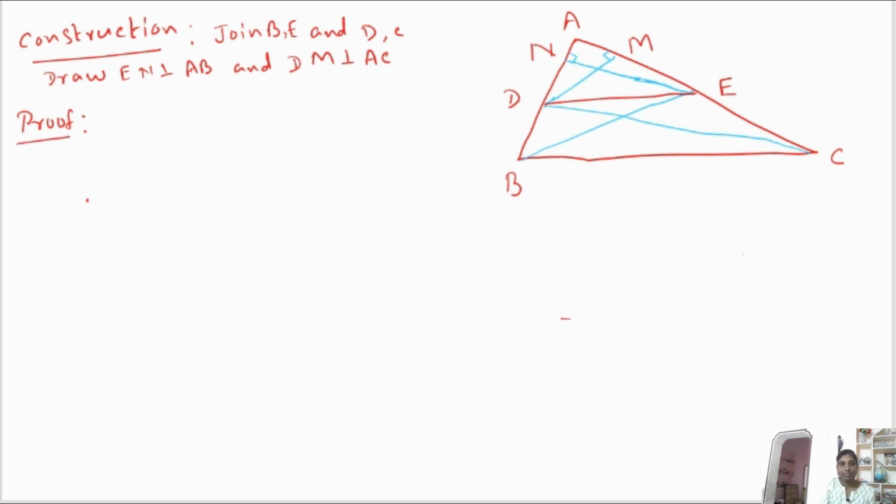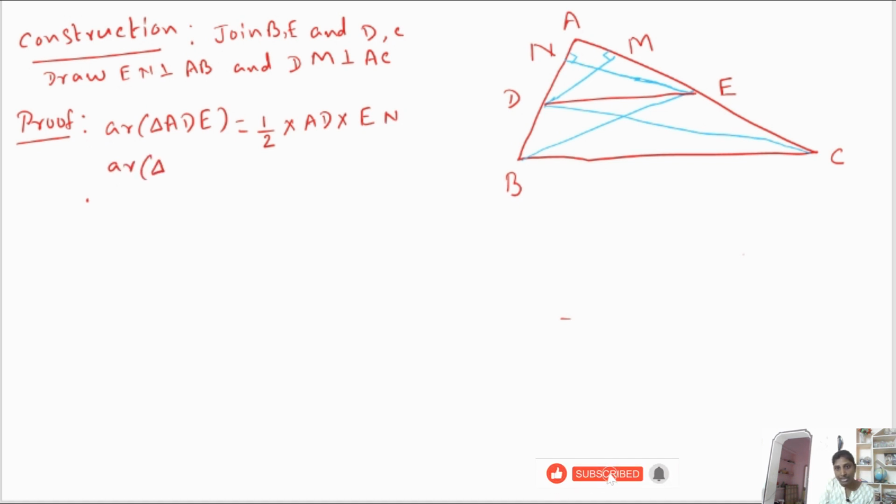So we will start the proof from here. First we will find the area of triangle ADE. In triangle ADE, what is the base? We have base AD and we have the height EN. So, area of triangle ADE is equal to half into base AD into height EN.